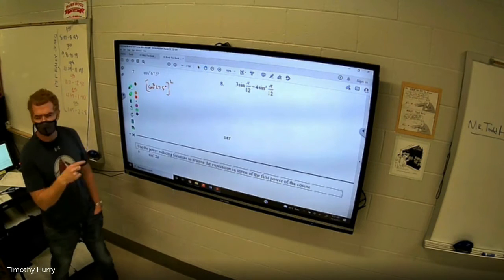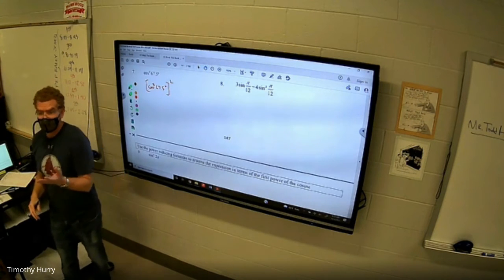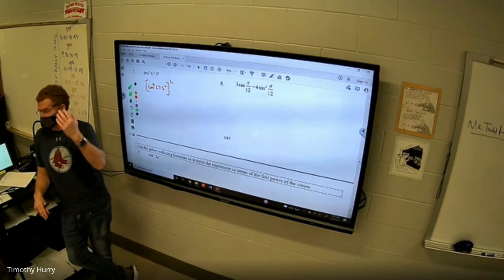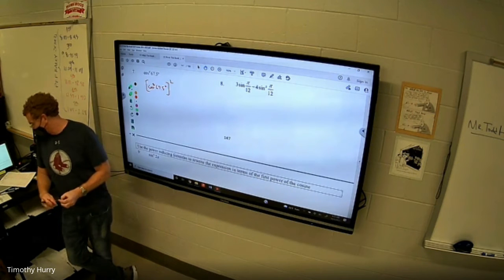Well, what's the cosine squared power reducing? And again, remember, power reducings are kind of like the half angles, but they just don't have that square root on them. What's the half angle for the cosine?